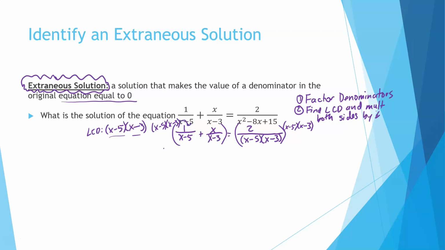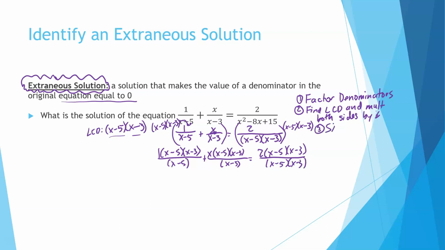What I'm going to do though is I am going to rewrite each fraction, multiplying that numerator by that common denominator. So I take the 1 times both factors over x minus 5, plus x, this numerator times that, x minus 5 times x minus 3. That one was over x minus 3. And then finally the right side, 2 times x minus 5 times x minus 3 over its denominator, which is x minus 5 times x minus 3. Okay, so then once we do that, we're going to simplify each fraction just like we did yesterday.